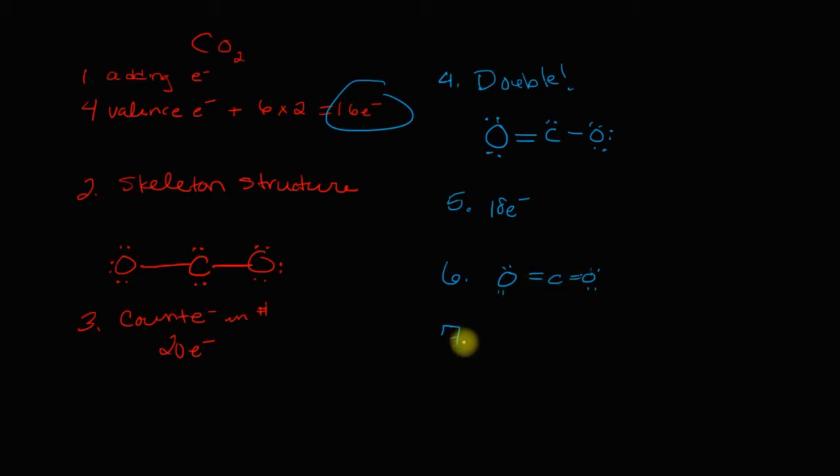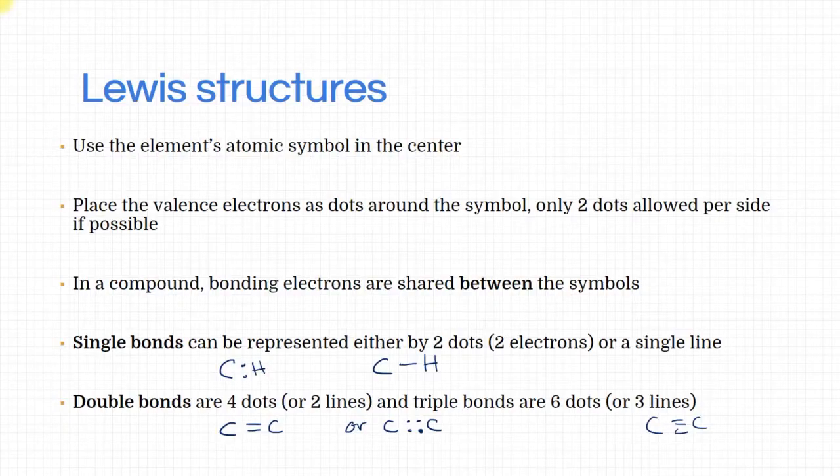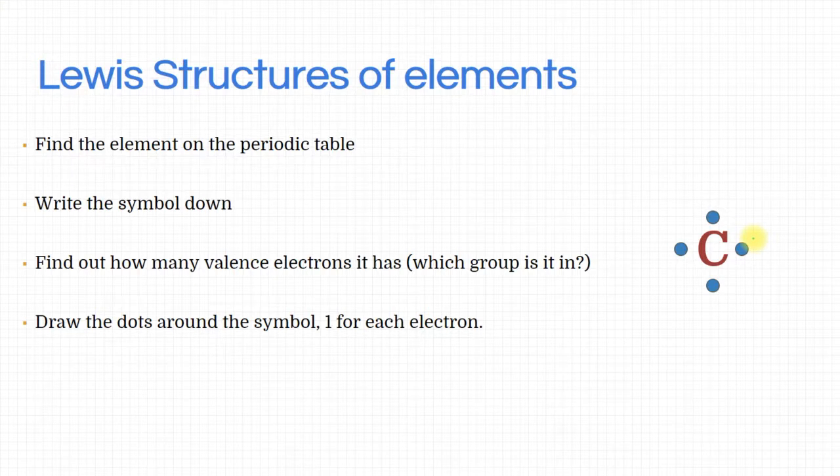So now I'm going to count it again. 2, 4, 6, 8, 10, 12, 14, 16. So now I have 16 electrons. So the structure that is correct is this one. Okay, so that's another approach you can use in addition to the method where you start off with the symbol in the middle and you draw one dot on each side. And each open space where there's not 2 dots, that's where things are going to bond.